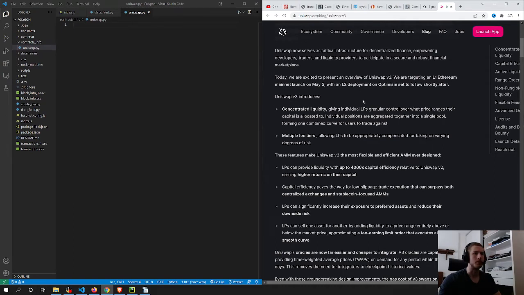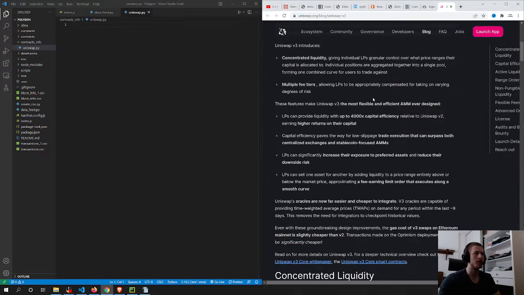Today we are excited to present an overview of Uniswap v3. We are targeting an L1 Layer 1 Ethereum mainnet launch on May 5 with an L2 deployment on Optimism set to follow shortly after. Concentrated liquidity, giving individual LPs granular control over what price ranges their capital is allocated to. Individual positions are aggregated together into a single pool, forming one combined curve for users to trade against. Multiple fee tiers, allowing LPs to be appropriately compensated for taking on varying degrees of risk.